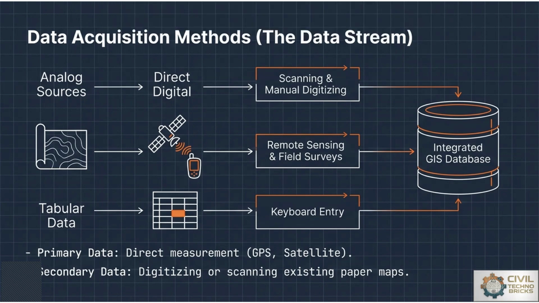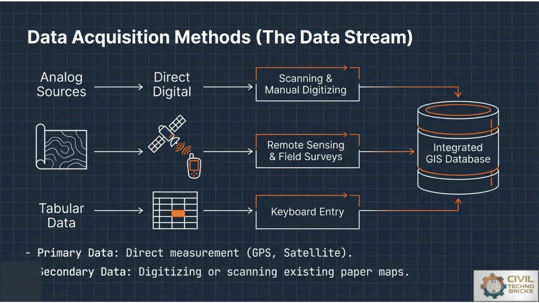Now, coming towards data acquisition methods, or we can say the data stream, basically the flow or the path of data acquisition. Data acquisition is a process where we have to collect the data based on primary data or secondary data, which are the two types of data. Primary data is the direct measurement by using a GPS tool or satellite, so that the whole primary data is directly saved or stored at any place or in any device.